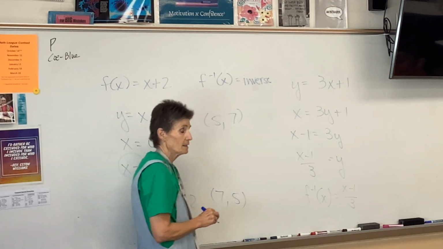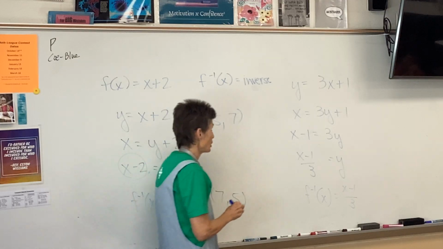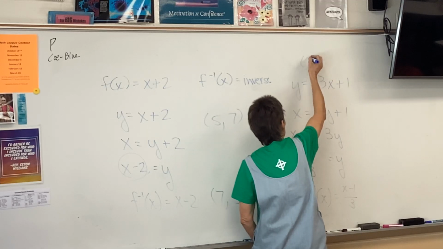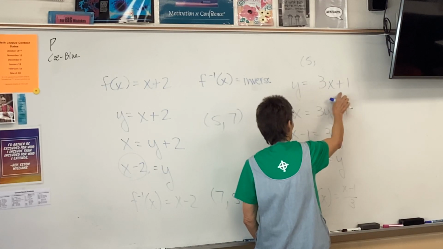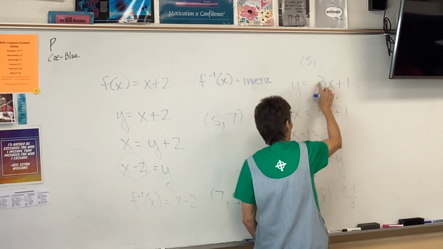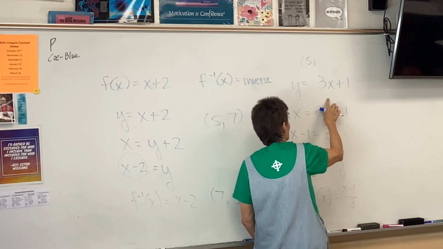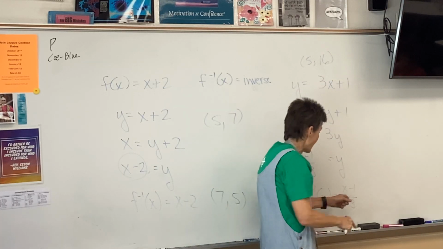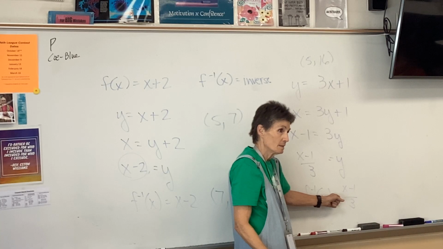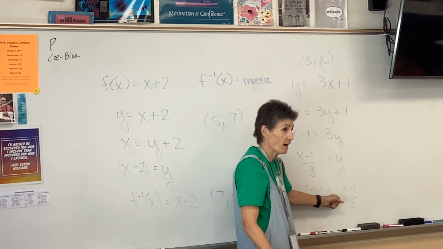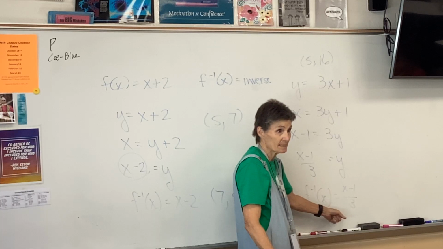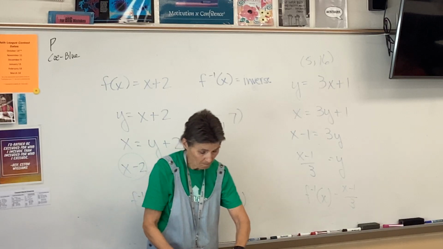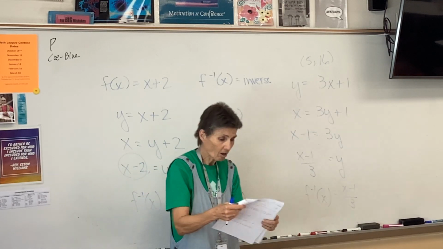Easy check, not a proof, but a quick easy check. Pick a number like 5. If you put 5 into the original problem for x, what do you get? 16. Now take that 16 and put it in here, and what should happen? You should get 5. We do, right? That's a quick check, not a proof. We'll talk about proof later on. That's a check.